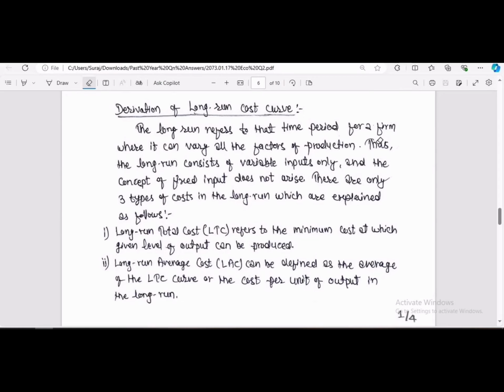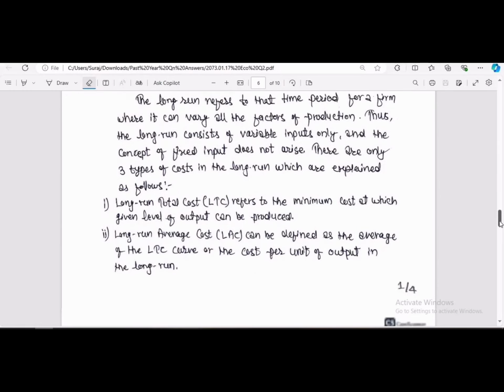And in this paragraph what we have written is, the long run refers to that time period for a firm where it can vary all the factors of production. That means we can change all the inputs and there will not be any fixed input.